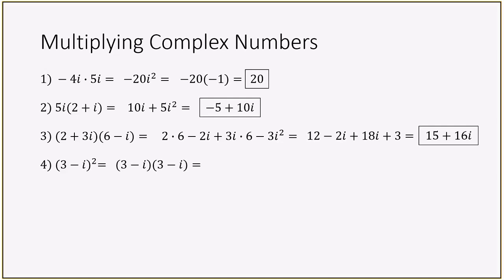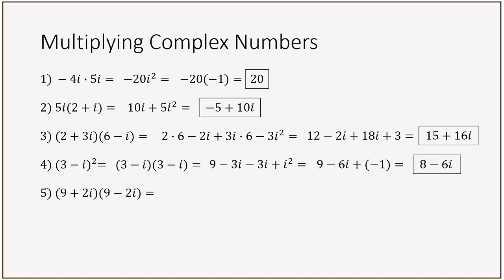And then you're going to FOIL it out just like we saw in the previous example. 3 times 3 is 9. 3 times -i is -3i. -i times 3 is -3i. And -i times -i is positive i squared. Now I have to resolve the fact that i squared is going to be -1. And then I can combine like terms. -3i minus 3i gets me -6i. And then 9 plus -1 gets me 8 minus 6i.